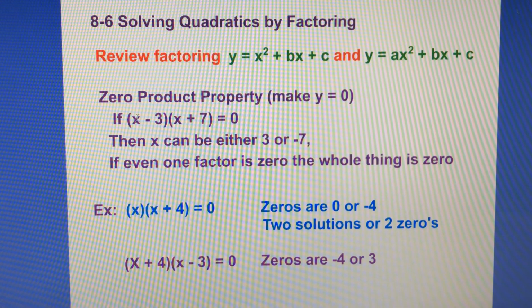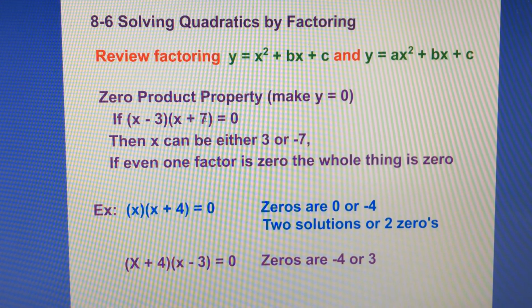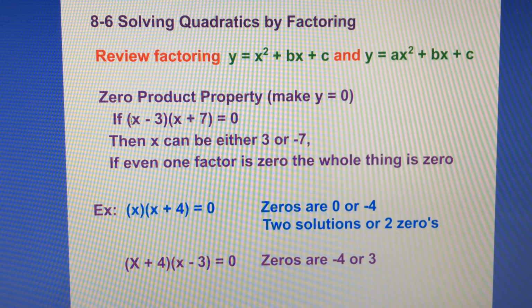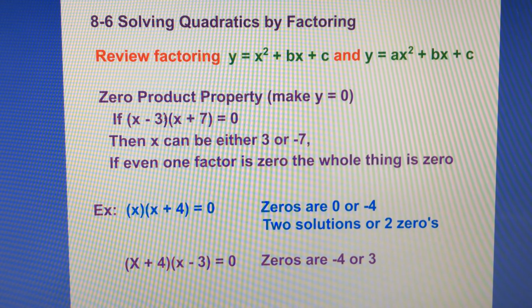That means that either one of these binomials or both of them are 0. So x can be either 3, because 3 minus 3 would be 0, so the whole thing is 0, or x could be negative 7. It could be either one, and this entire product here is going to be 0. If even one factor is 0, the whole thing is 0.